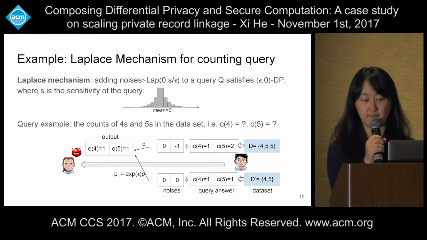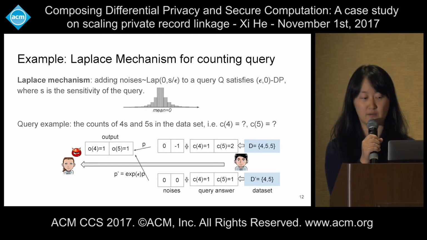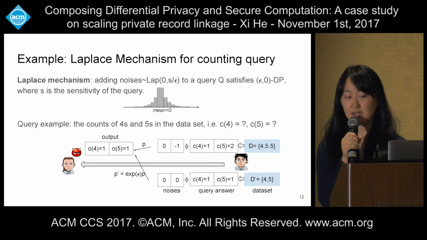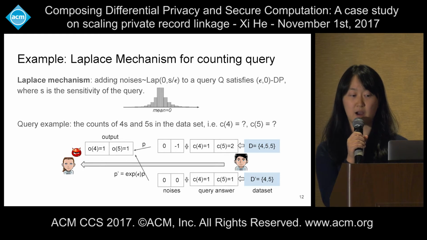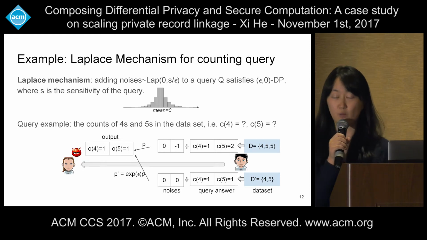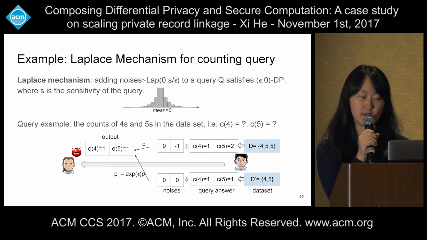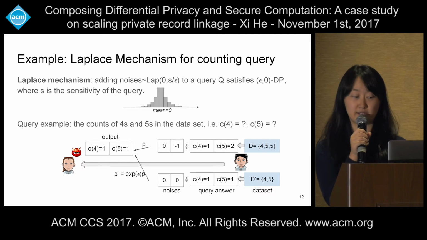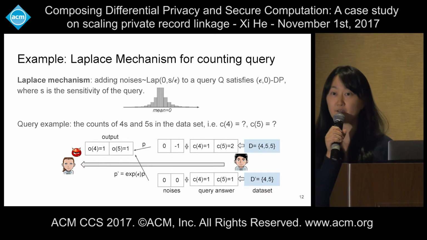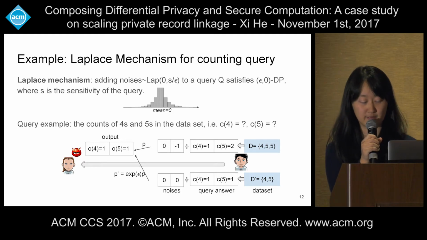So here we see we have two databases, D and D prime. D has 3 records and D prime has 2 records. And if I ask the query, how many 4s appear in this database and how many 5s appear in this database, the answers for these two databases are 1, 2 for D and 1, 1 for D prime. And then we can draw some noise and obtain the same output. But the probability to generate the same output is going to be different. The ratio between them, though, should be bounded by e to the power epsilon.